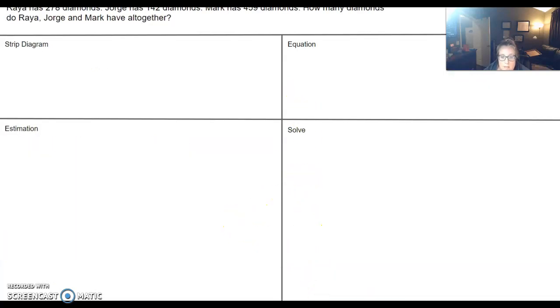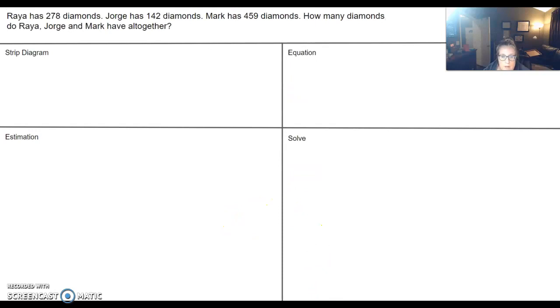Let's look at our next question. So our next question says, Raya has 278 diamonds. Jorge has 142 diamonds. Mark has 459 diamonds. How many diamonds do Raya, Jorge, and Mark have all together? So I read it one time, so now I'm going to read it a second time. It says Raya has 278 diamonds. Jorge has 142 diamonds. Mark has 459 diamonds. How many diamonds do Raya, Jorge, and Mark have all together?